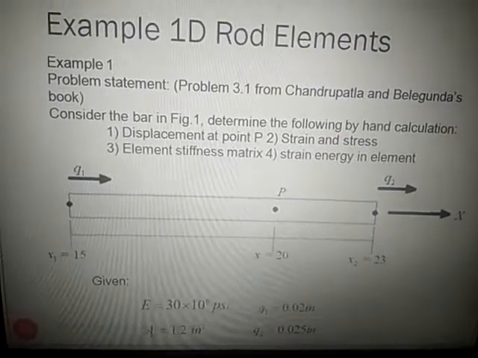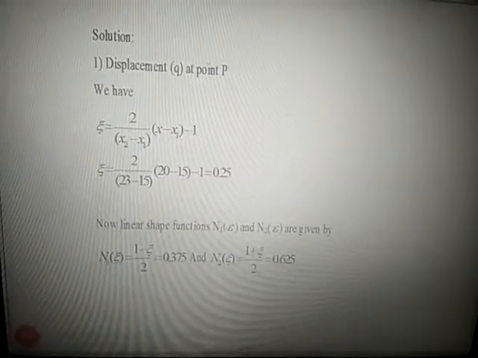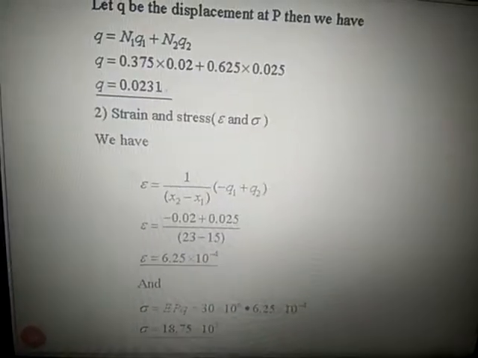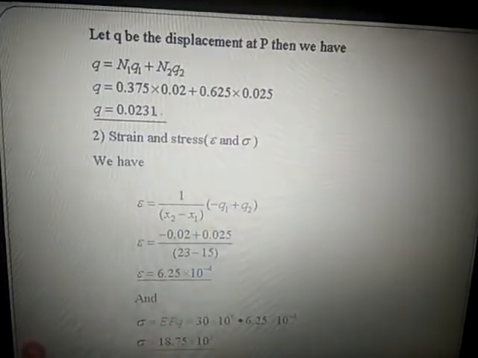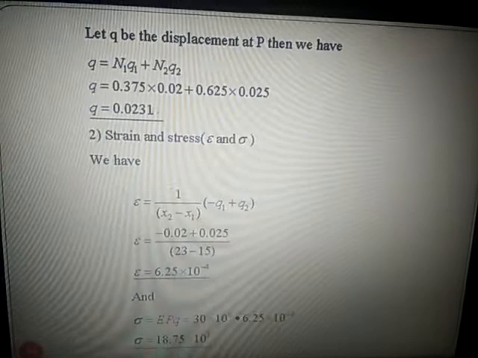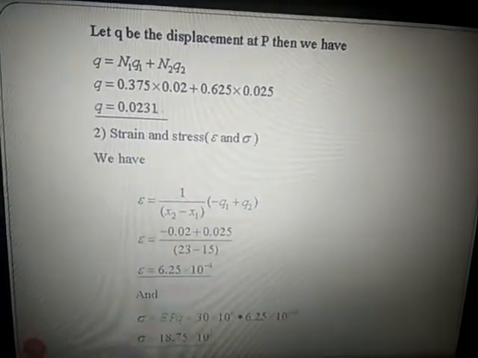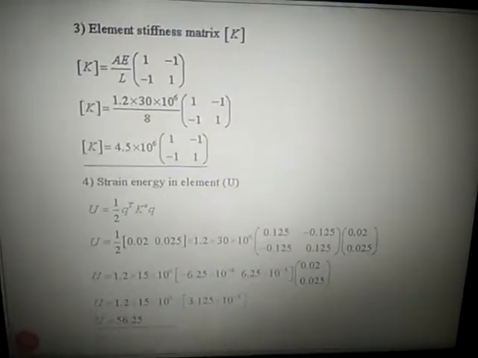Young's modulus is given. You see these displacement functions, xi and eta. Now the linear shape function. Let the displacement at P be, when we have, q equals N1 Q1 plus N2 Q2. Strains and stresses are found in FEM. Strain is determined first, stress later. Very important. That is very important.